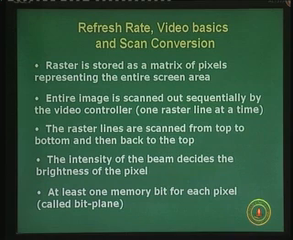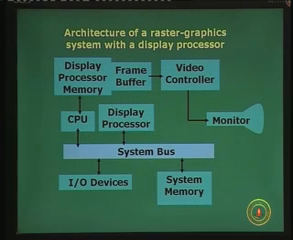So, at least one memory bit per each pixel, and in this case we talked about this point earlier, we call it a bit plane when we have one memory bit for each pixel. Well, the architecture of a raster graphics system with a display processor. That is a slightly more elaborate diagram. We talked about this figure earlier on in several occasions in today's lecture as well as in the earlier one.